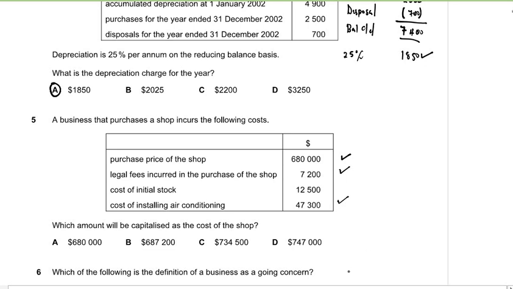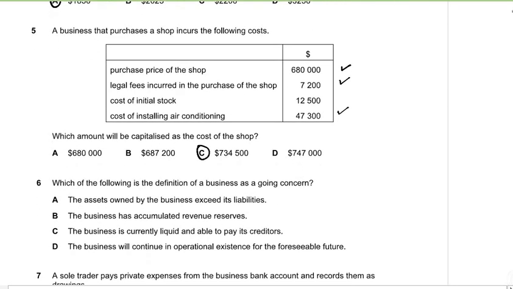So we say 680,000 plus 7,200 plus 47,300. The total that we get is 734,500. So there is our answer. Then question number 6.